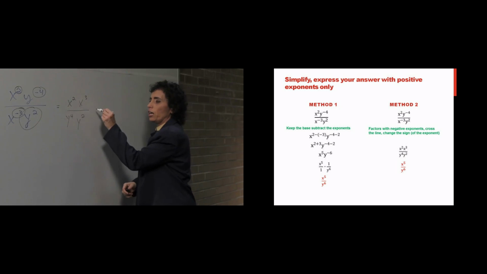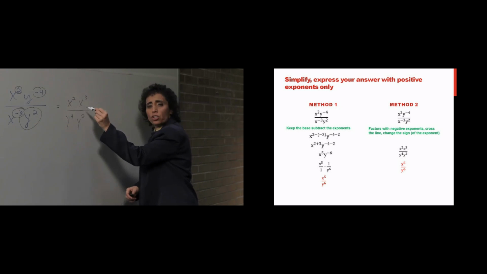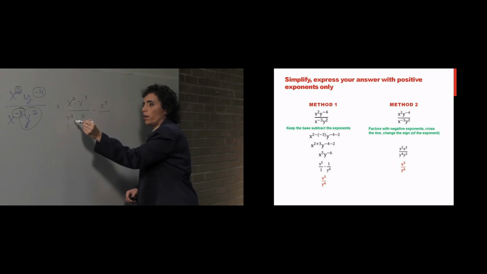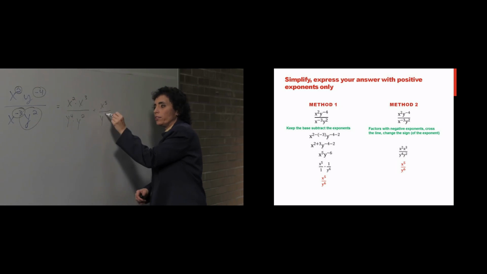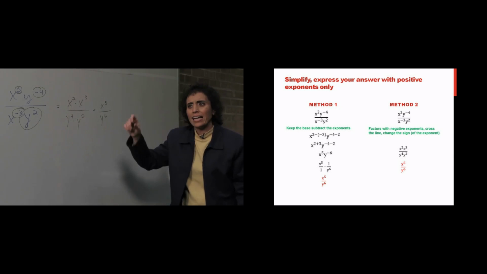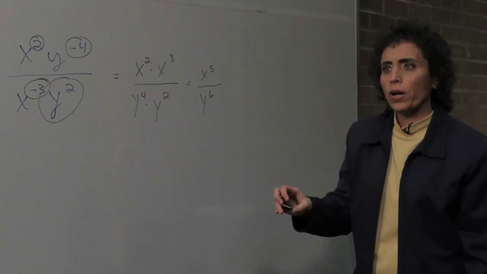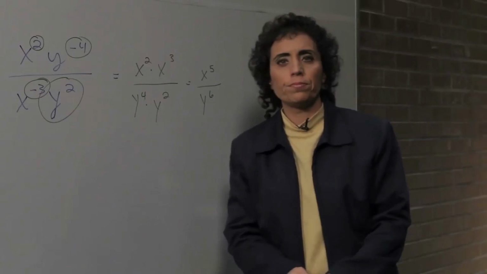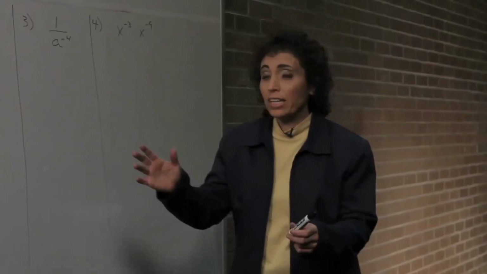Okay, and this is just x squared times x cubed. Now it's attached by multiplication. That's x to the 5th. Y to the 4th times y squared is y to the 6th. Because I keep the base and I add the exponents. So it's x to the 5th over y to the 6th. And that's it. All right, let's take a look.